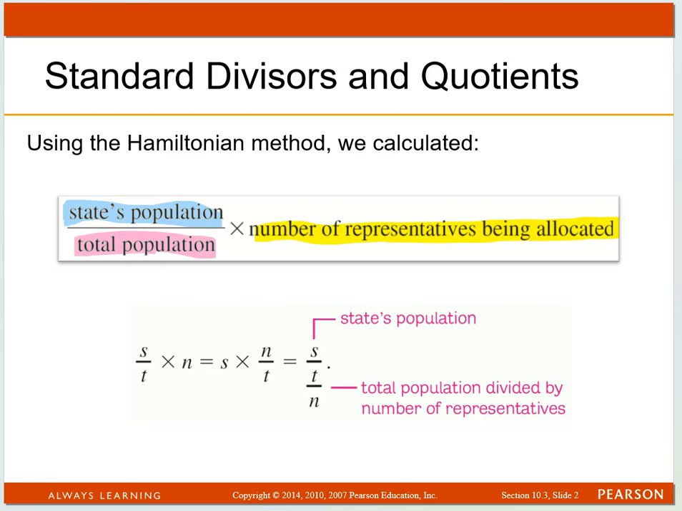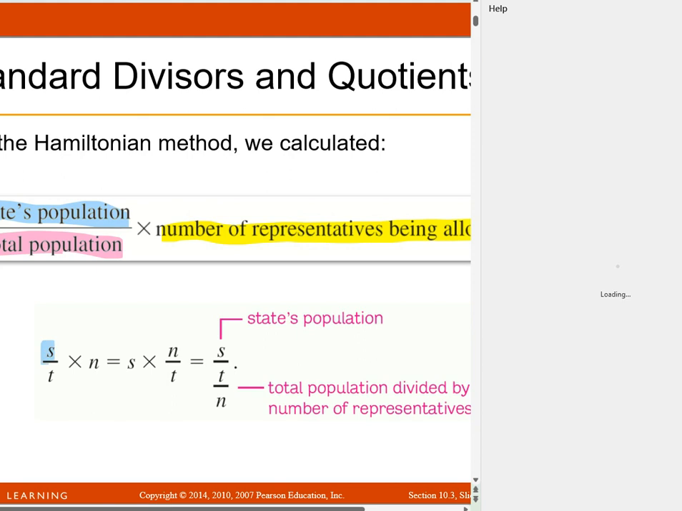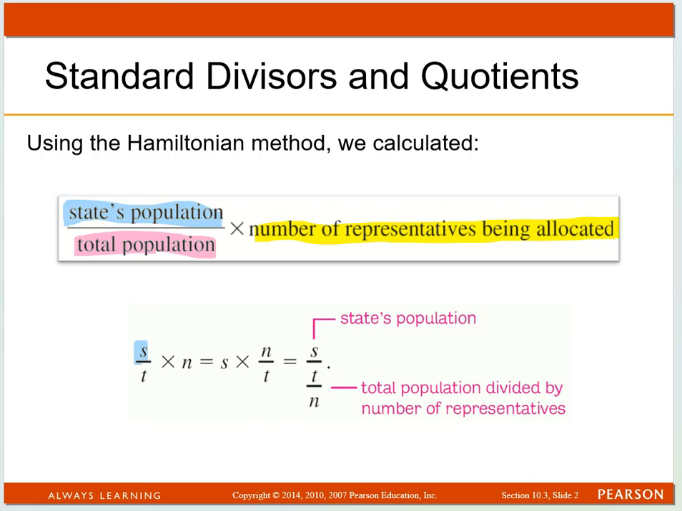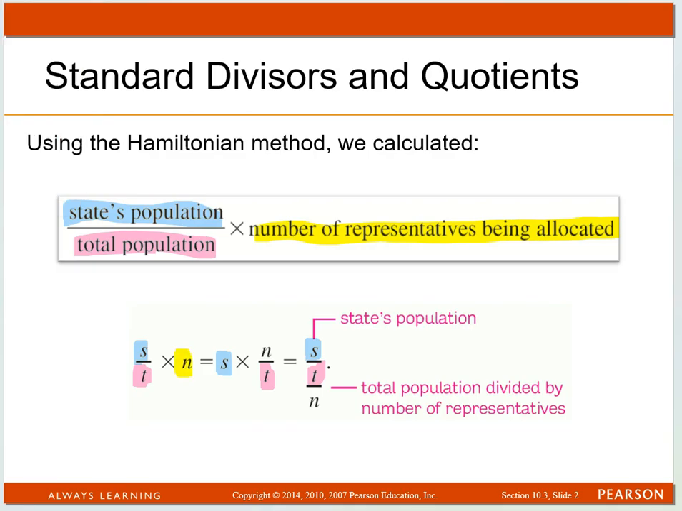Okay, so what they did, and they utilized a little bit of algebra here, they're using S. Here we go. They use S as the state's population, so I'm highlighting those all in blue, and they used T for the total population. Here's all the T's in pink, and N, which is the number of representatives, is all in N.